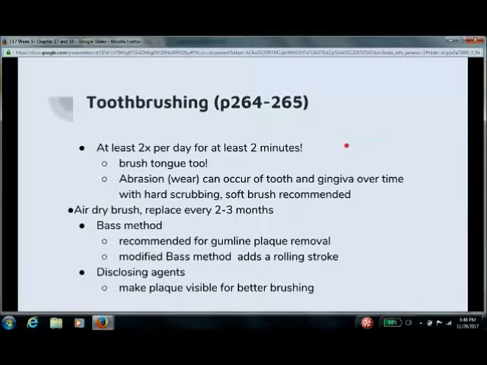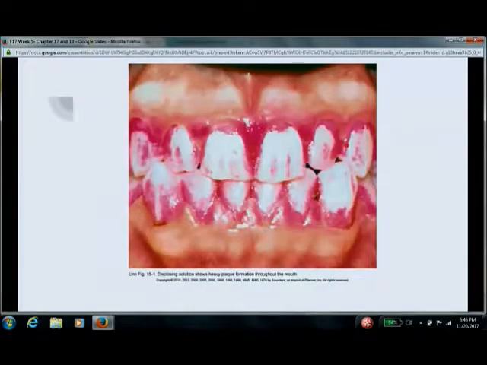All right. So your brush should air dry. You want to replace it every couple months. And the Bass method is the method that is taught most often. And then a disclosing agent can be used on a patient to make the plaque visible. And I believe I have pictures. So here is a patient with a disclosing agent.